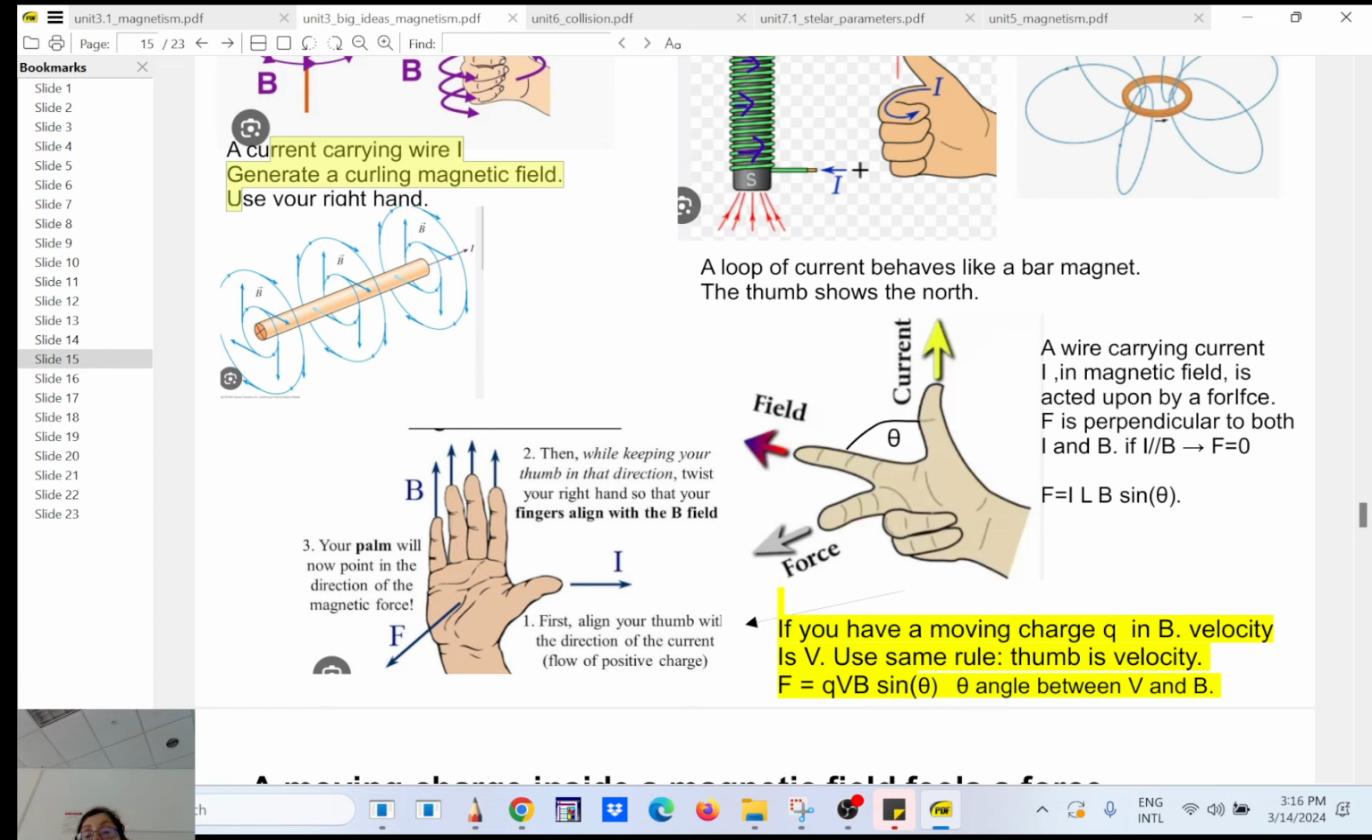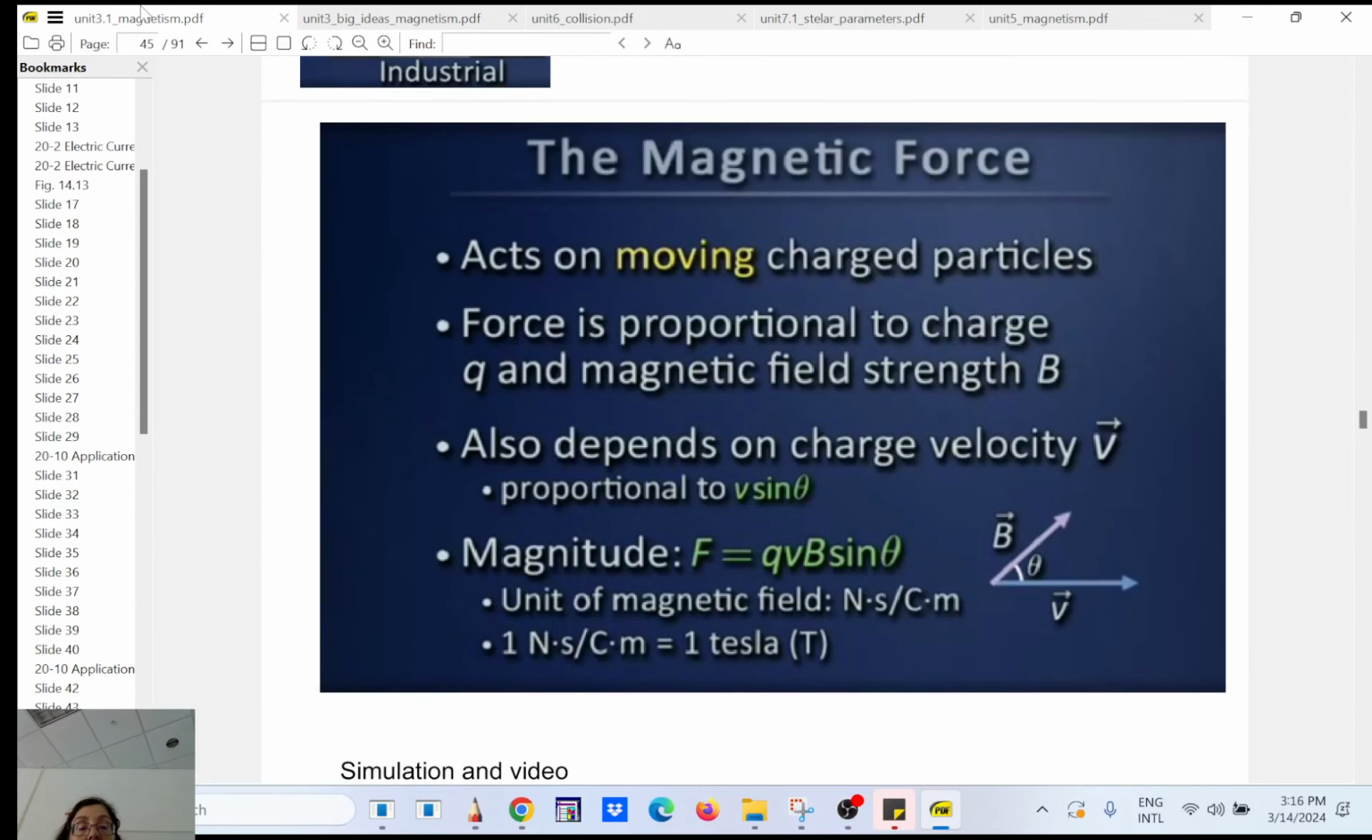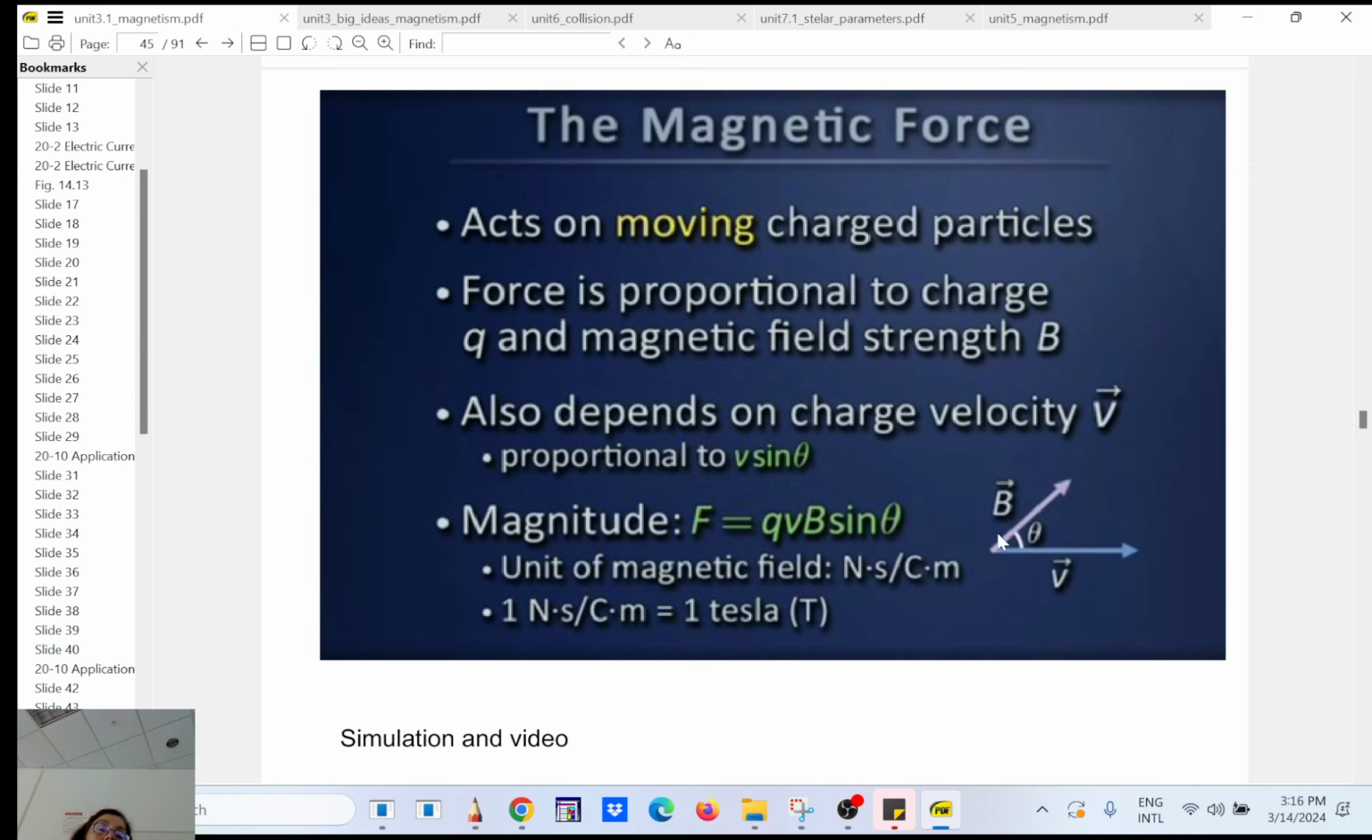So that will be the velocity here. That will be the magnetic field, and that will be the force, okay? So we're going to see a lot of applications, including the mass spectrometer that you're going to use in biology. So if you have a moving positive charge inside a magnetic field, the charge will be acted upon by a force, and you still use your right hand. So if this is the moving charge, if this is the magnetic field, the force will be perpendicular to both.